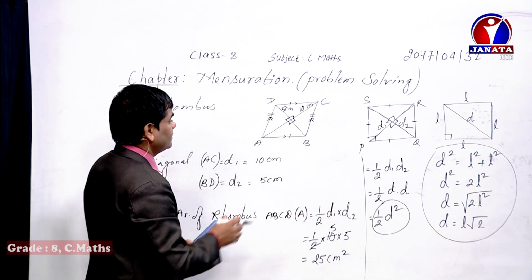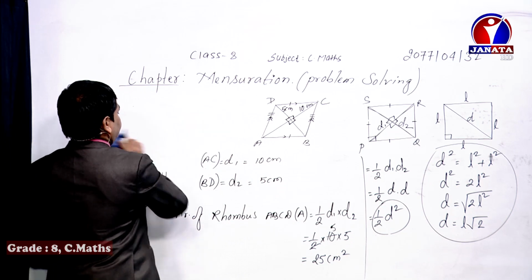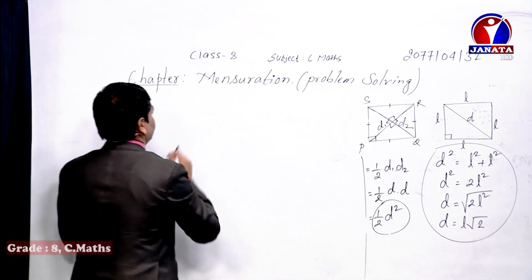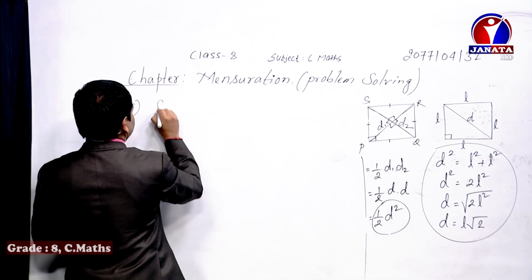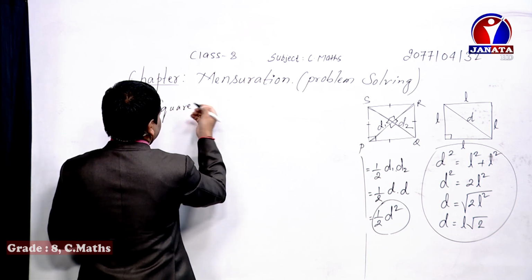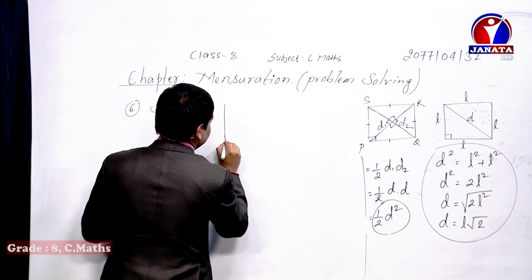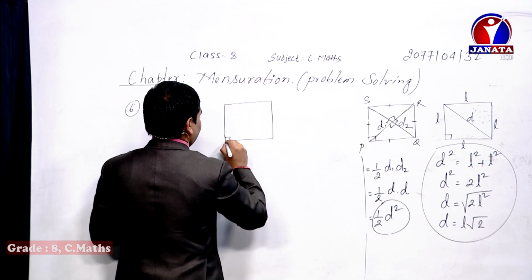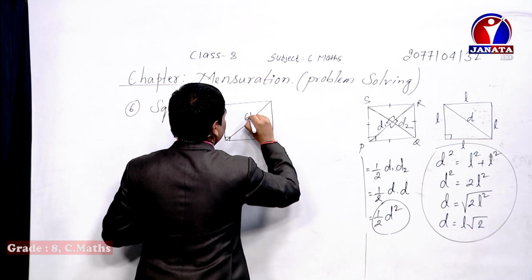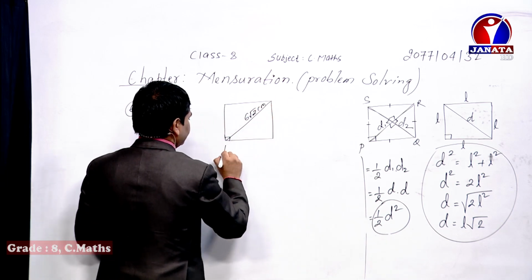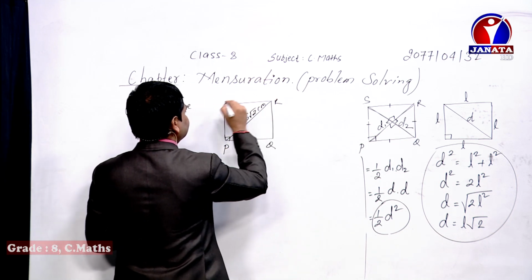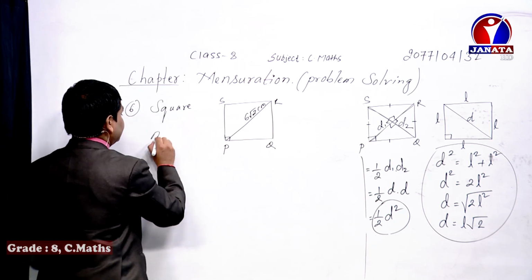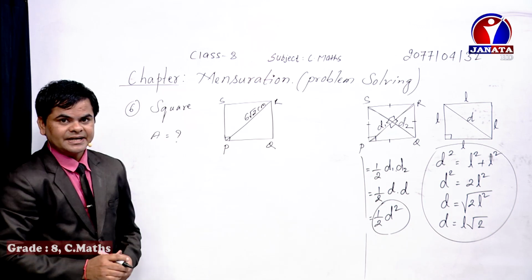So let's take one example in case of square. I am going to prepare the 6th number figure, square. If diagonal of square is given rather than giving the length, for example this is a square, one diagonal is given as 6 root under 2 centimeter, the length of diagonal PR is given as 6 root under 2 centimeter, and the question asks to find out the area of the square. What will be the area of square?